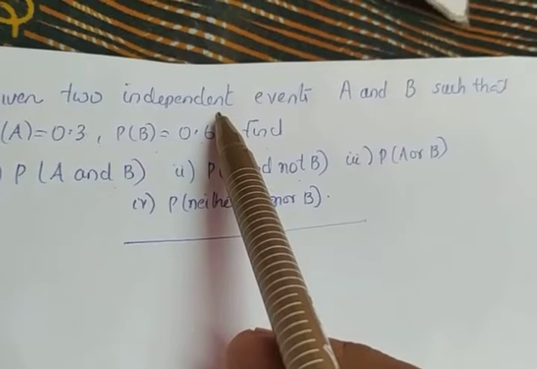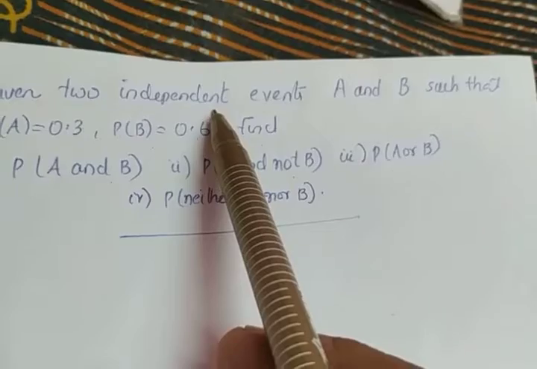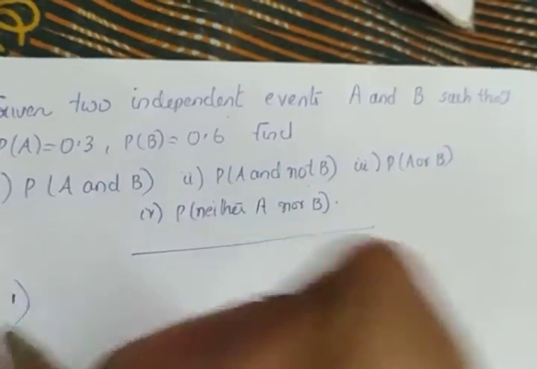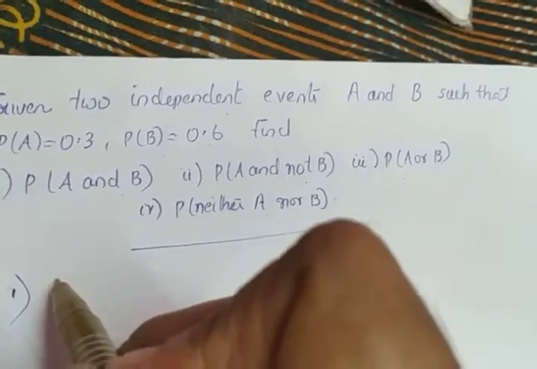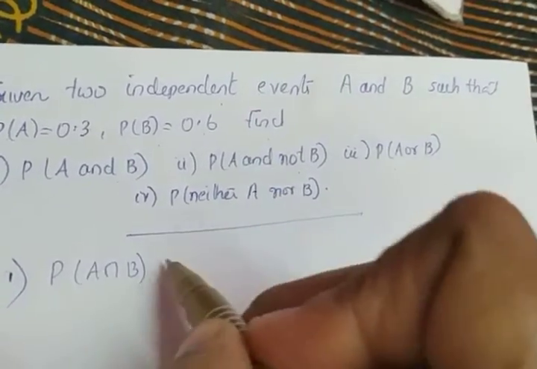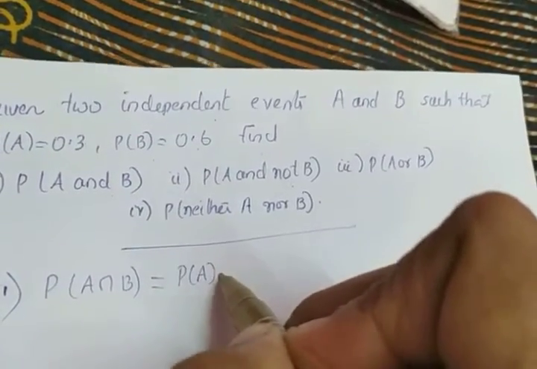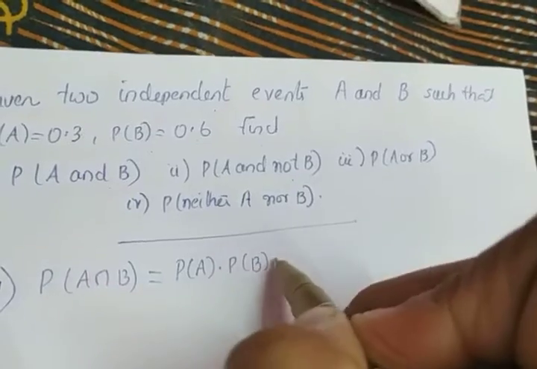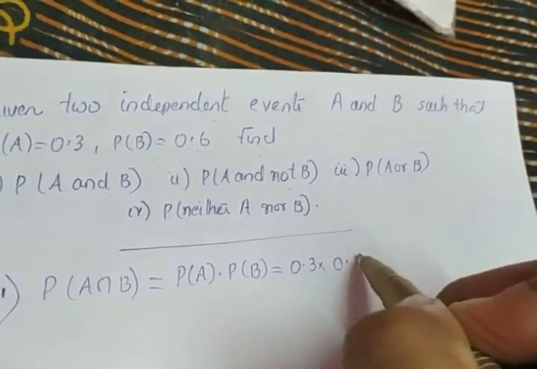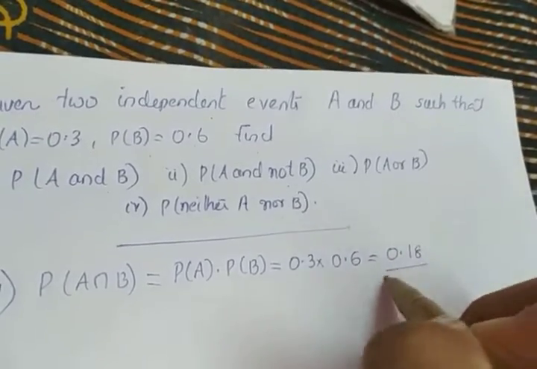The given condition is these two events A and B are independent events. If they are independent events, we have a condition P of A intersection B is equal to P of A into P of B. Okay, so first one is P of A and B, and instead of "and" we can use a notation intersection. So the first question is to find P of A intersection B. Since A and B are independent events, P of A intersection B is P of A into P of B. What is P of A? P of A is 0.3 into P of B is 0.6, which gives you the value 0.18.